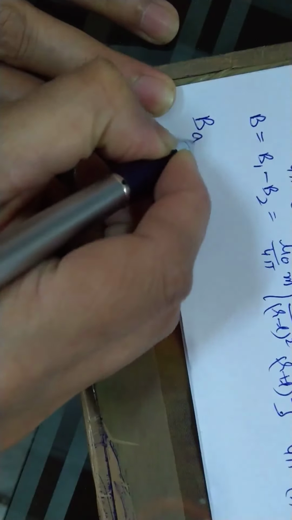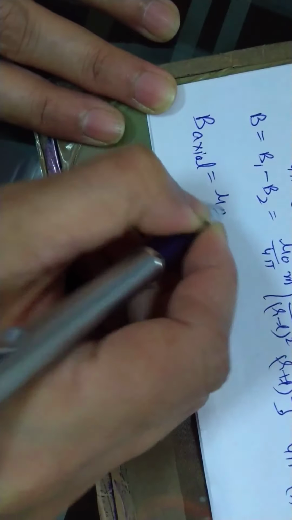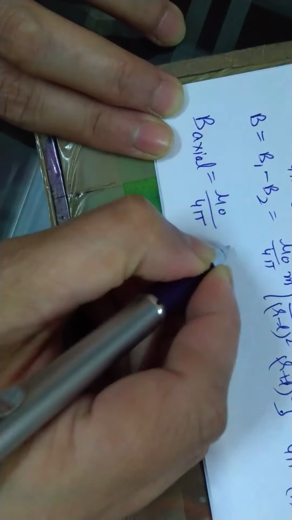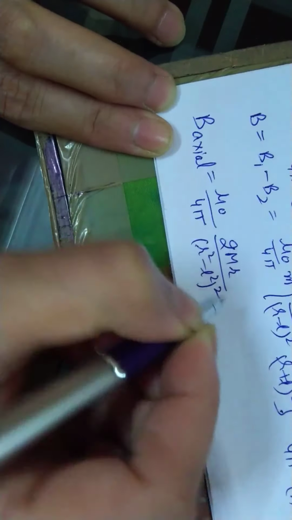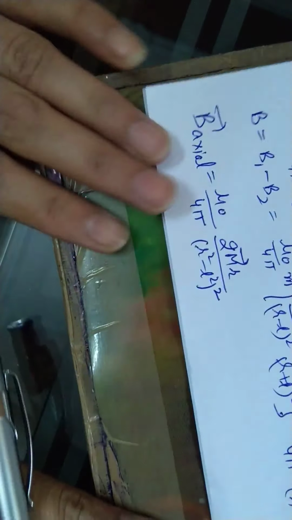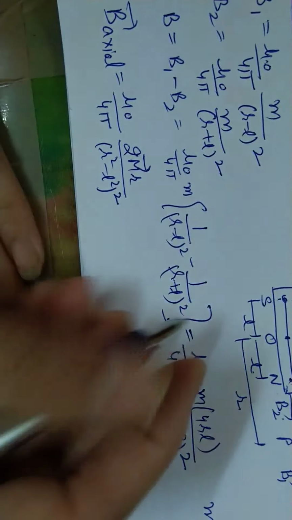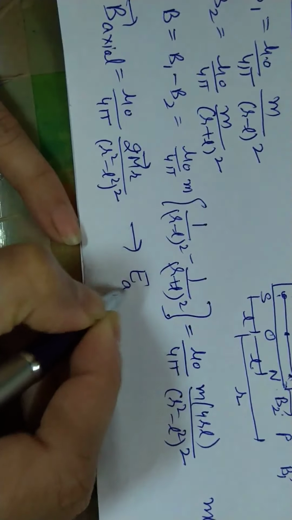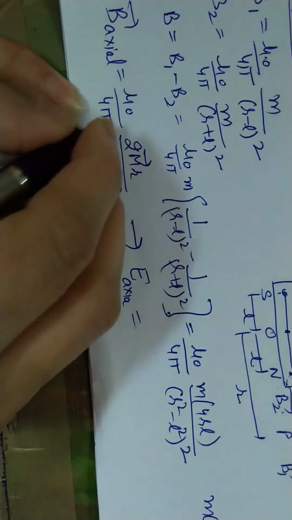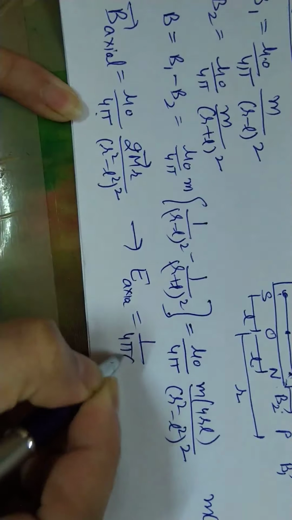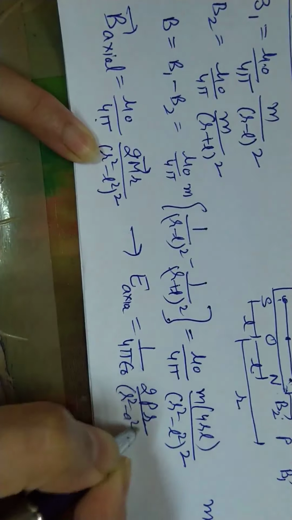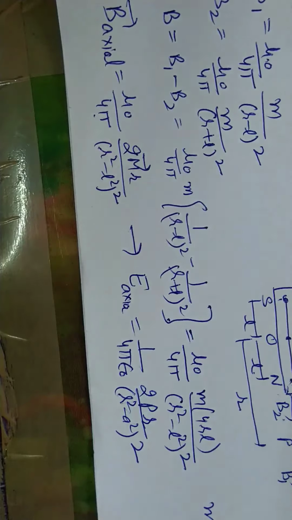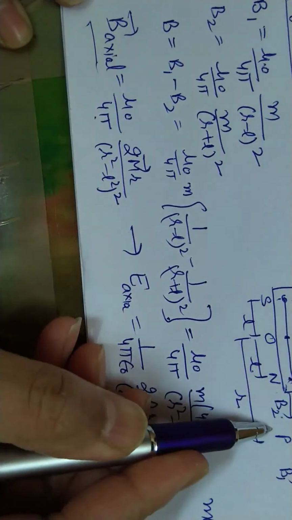We write B axial equals mu naught upon 4 pi, 2Mr upon (r square minus L square) whole square. And in vector form we put the vector over here. If we compare it with the electric field axial, what should we have? In place of this, we have 1 over 4 pi epsilon naught, 2p (dipole moment) upon (r square minus a square) whole square. So the steps are the same to find the magnetic field at the axial line of the bar magnet.